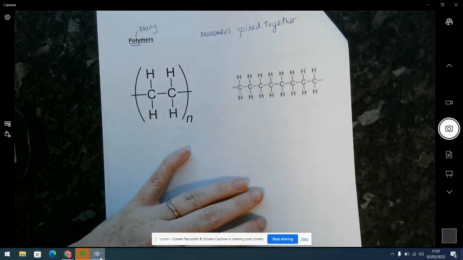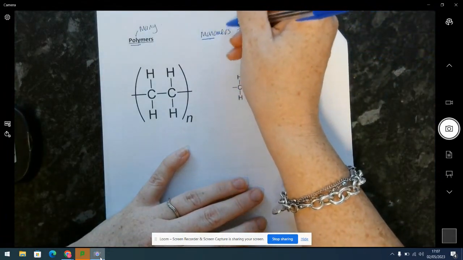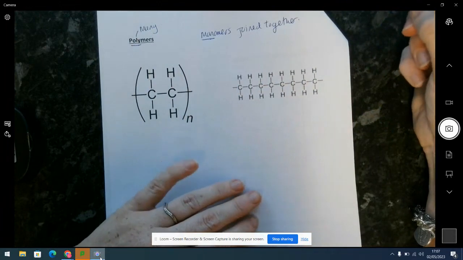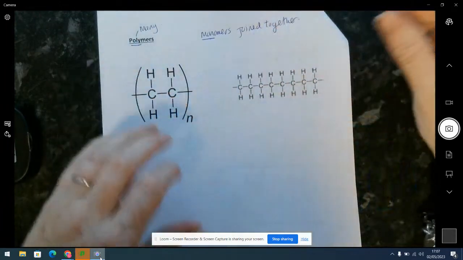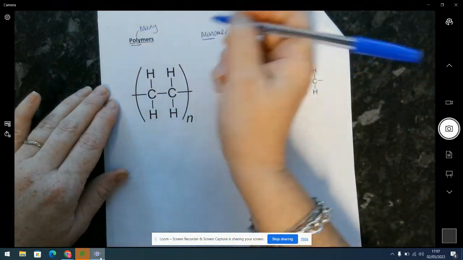Okay, and so mono means one. So it's one thing that we then join together to make this big long chain. Well, it can be a hydrocarbon. So what do you need to know about polymers?